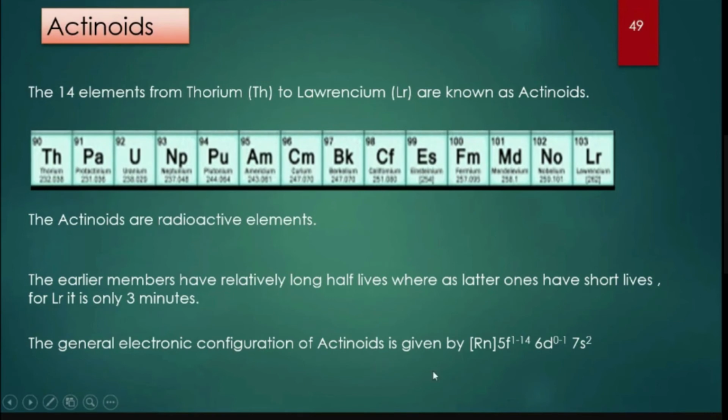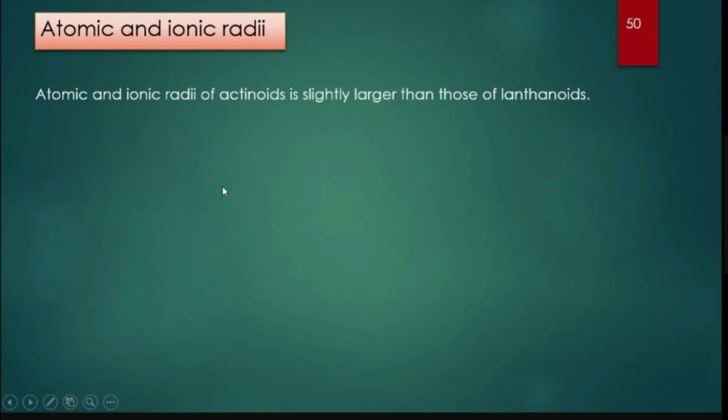Then what is the general electronic configuration of actinoid series elements? The general electronic configuration of the actinoid series is given by radon core 5f1 to 14, 6d0 to 1, 7s2. So this is important for 1 mark. They may ask you to write the general electronic configuration for actinoids. Then you have to write radon core 5f1 to 14, 6d0 to 1, 7s2. So this is the general electronic configuration of actinoids.